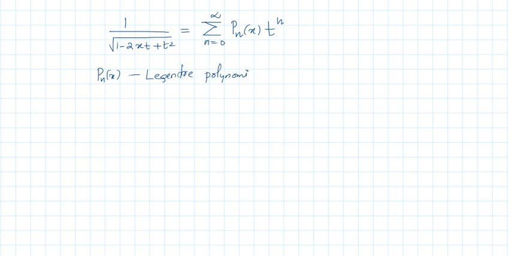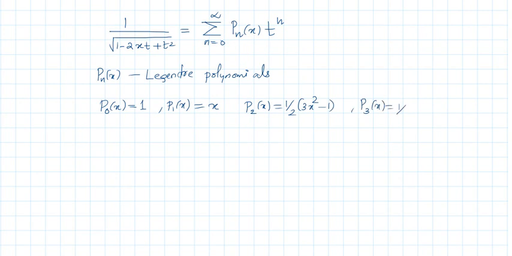Okay. So you can expand the left hand side and identify various polynomials as the coefficient of various powers of t. T raised to 0 coefficient will give you p0(x). Coefficient of t raised to 1 will give you p1(x). I will write the first few polynomials. p0(x) is 1, p1(x) is x, p2(x) is half into 3x squared minus 1, p3(x) is half into 5x cubed minus 3x, and so on. These are called Legendre polynomials.